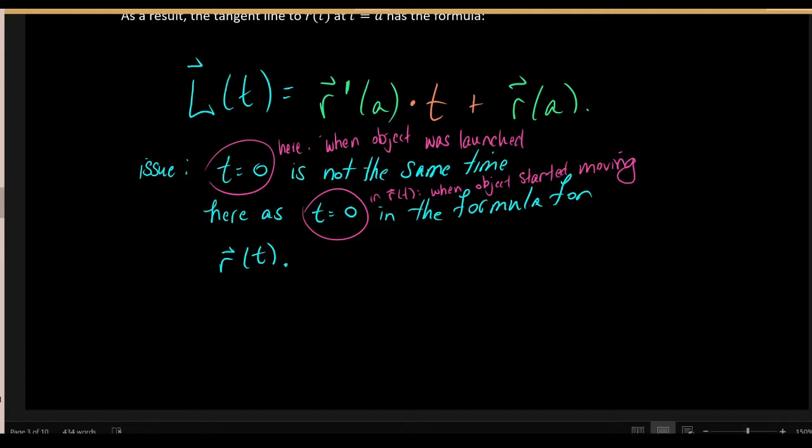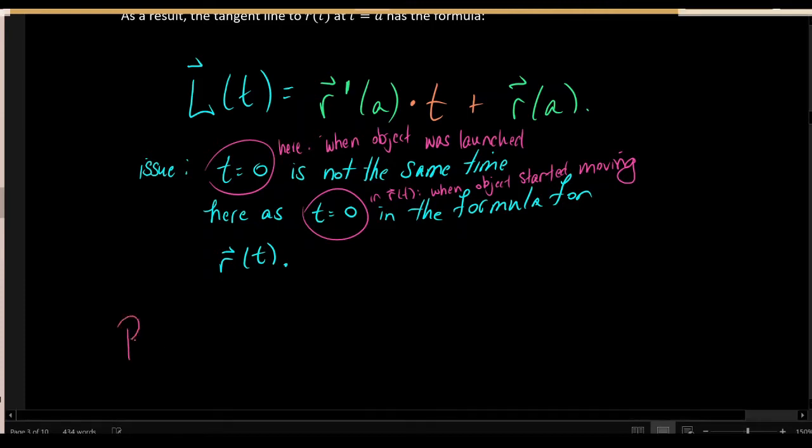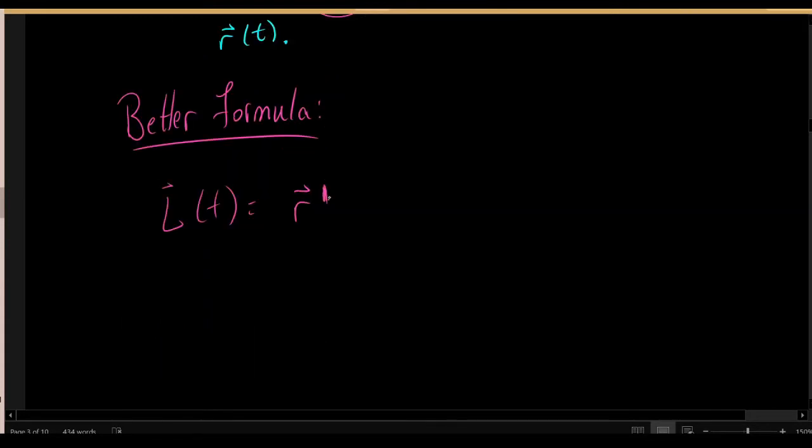You shouldn't have one time variable whose 0 point occurred when the object was launched and have another variable also called t whose 0 point was the moment when the object started moving. So here's the better formula so that the values of t are consistent and have the same meaning, r prime of a times, and here's the adjustment that we'll make. Instead of scaling by the parameter t, I'm going to scale by the parameter t minus a.